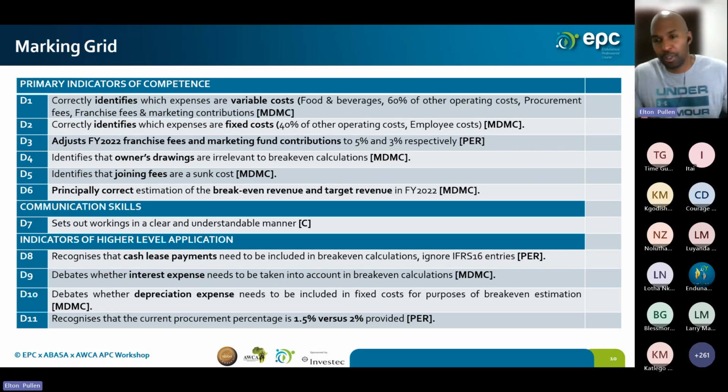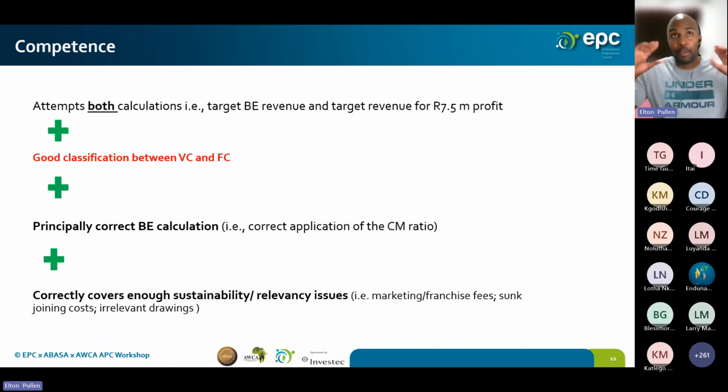Cool. I'm not going to go through the HLAs because I don't want us to spend too much time on them. But if we reflect on what was needed for competence, remember you have to cover all aspects of the task. So you had to have attempted both calcs, if there was a good classification between variable and fixed costs, because that's quite key when it comes to CVP, and if you had a principally correct break-even calculation, and then if you address the sustainability part, so at least somewhere there was an adjustment to the marketing, recognizing that there was some joining costs or irrelevant drawings. If you've done that in combination, you probably would have been competent.